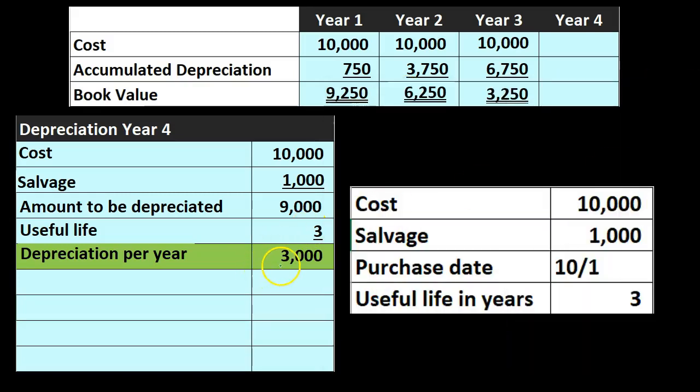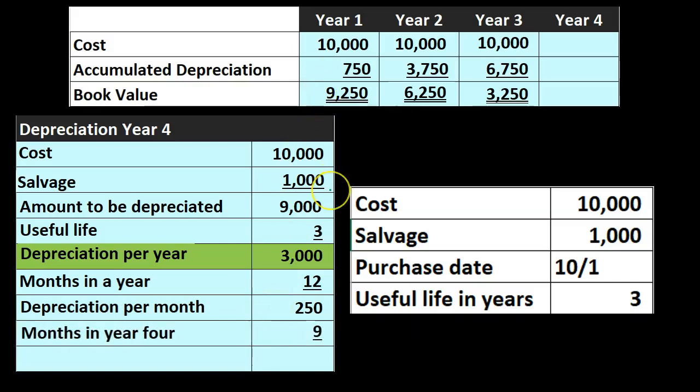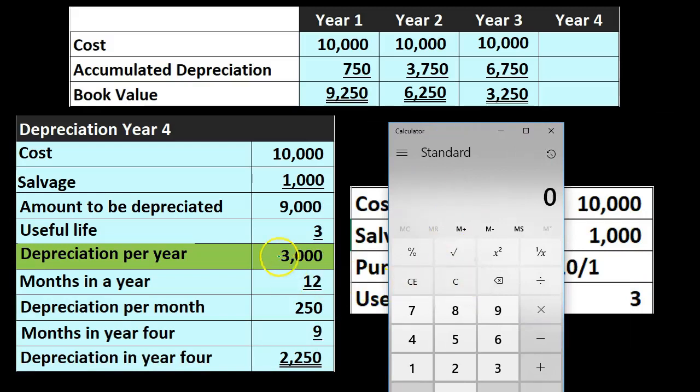So we'll do the same calculation. It's 3,000 divided by 12 gives us 250 per month. And now we're going to multiply that not times 3, which happened in year 1, but by 9, which happened in year 4, and that'll give us the 2,250. The other way you can do this, of course, is to just say, well, if this is a full year of depreciation, 3,000, and we already depreciated 750 in year 1, then we need to get the other part of that 3,000, so we can subtract the 750, which gives us that 2,250.